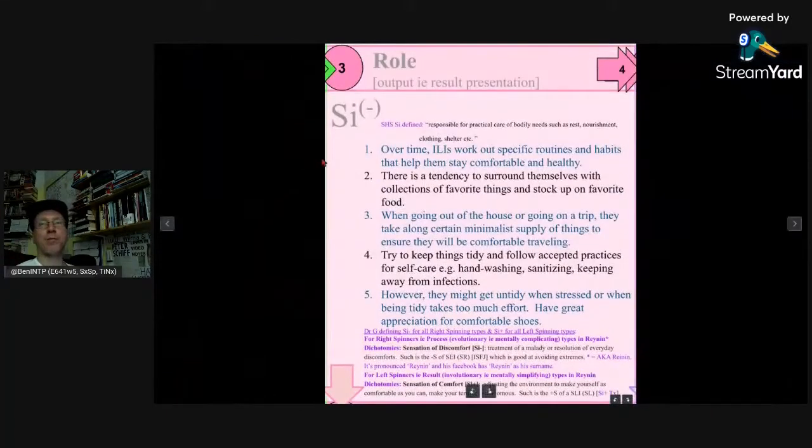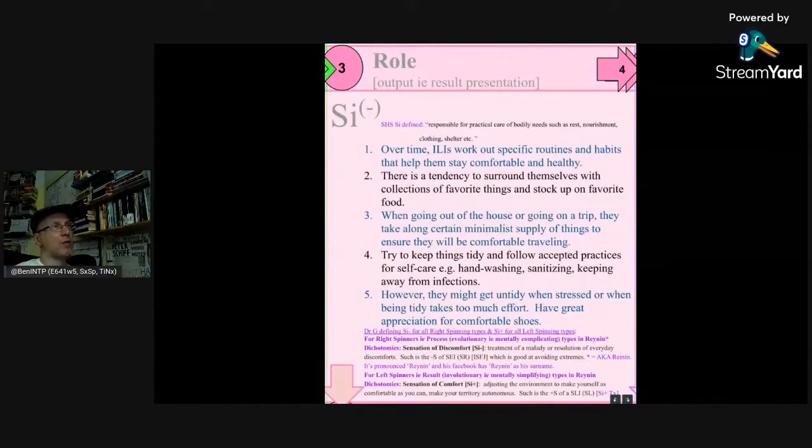So let's see what I think of these. Over time, ILIs work out specific routines and habits that help them stay comfortable and healthy. Right, so that's interesting. But he's got the routines and habits in there as part of SI, but maybe he only puts that in SI minus, because that might be in there because of process type. There's a tendency to surround themselves with collections of favorite things and stock up on favorite food. Collections of favorite things, that gets a bit towards the MBTI definition of SI.